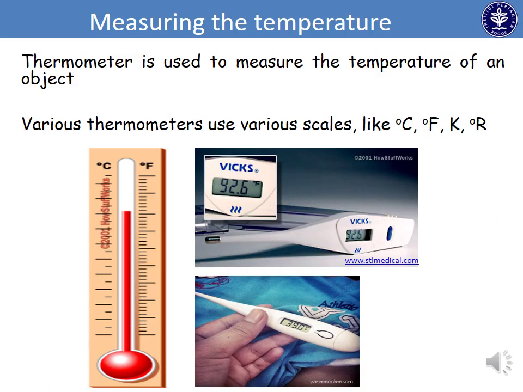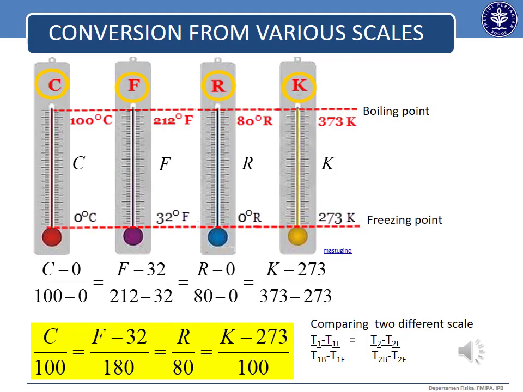For measuring the temperature, there are various thermometers that you can use. You can use a scale in degrees Celsius or Fahrenheit, or you can use a digital thermometer with some sensor or thermocouple inside. You can convert from one scale to another by looking at the boiling point and the freezing point of each scale. You can use the equation at the bottom right corner.